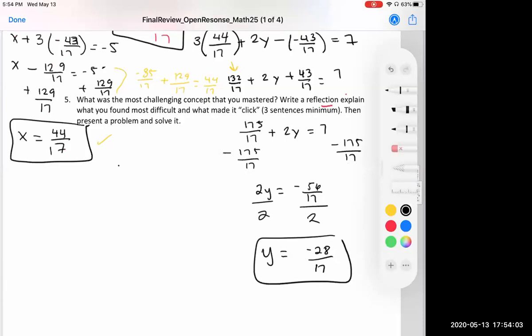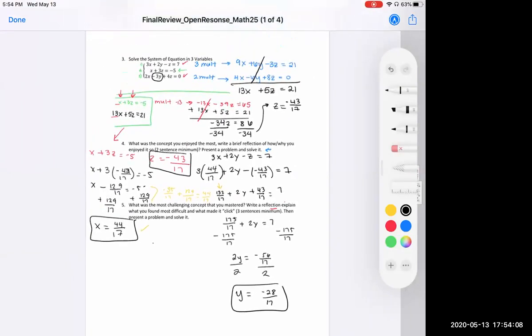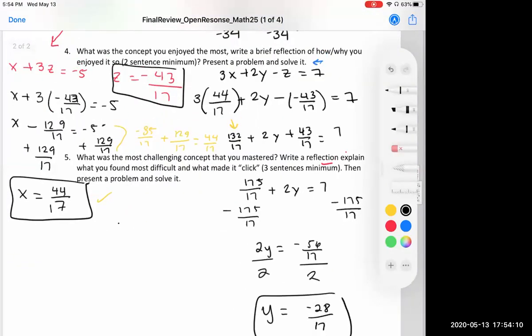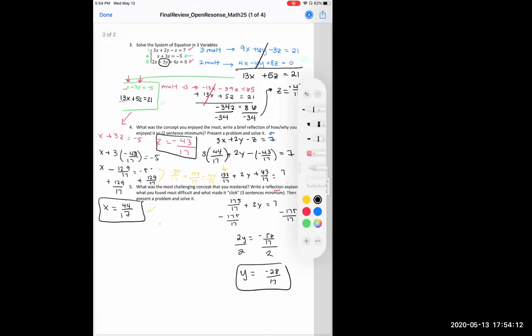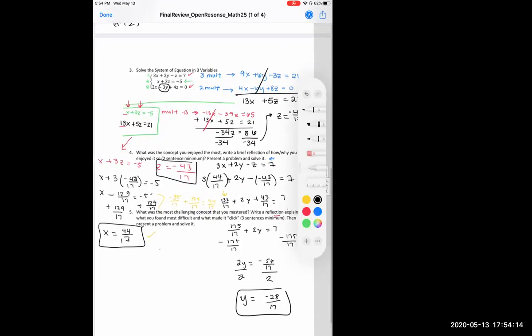I promise I'll give you whole numbers for your exam. I won't make you work with fractions. I wouldn't make it more stressful than an exam already is.